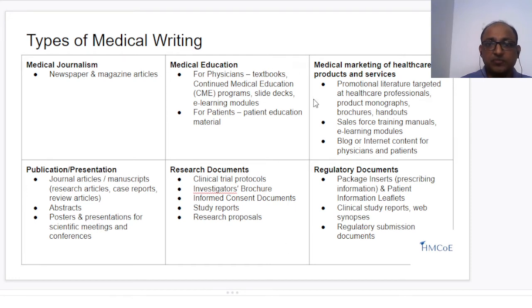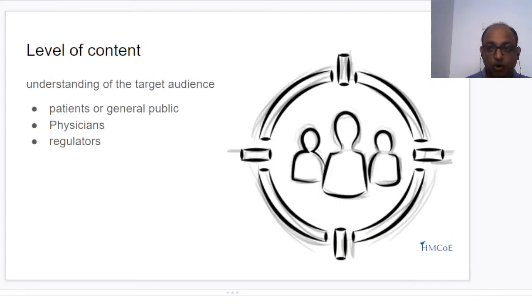So these are different types of medical writing documents, right from newspaper articles to the various high-level scientific or regulatory submission documents. So you have to be aware of these different types of medical writing, and accordingly your skills and knowledge level will vary. To summarize all these types of documents and levels of writing, it comes to basically three levels of content writing, and it is based on who your target audience is.